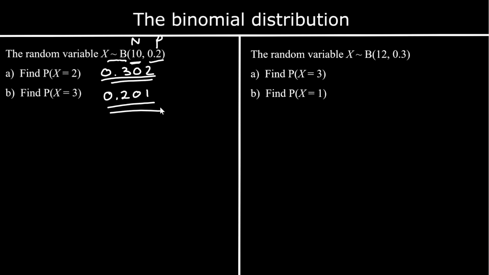Here's a question for you to try. See if you can give it a go. So the random variable X is distributed binomially. N is 12. P is 0.3. And we want the probability that X is 3. So 3 successes out of the 12 trials, with the probability of success for each one being 0.3.